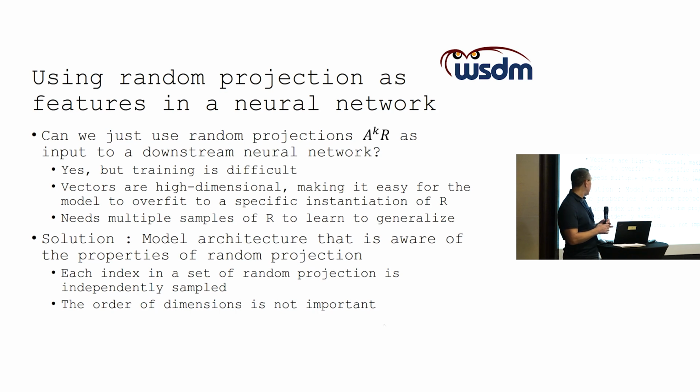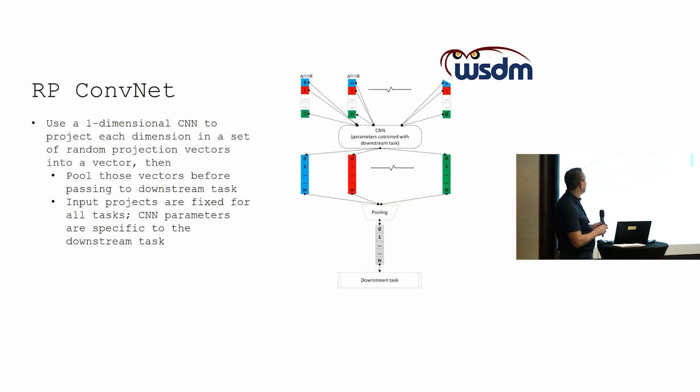As a solution, we want to add the facts that we know about the random projections into the architecture of the model. One is that each index in a set of random projections is independently sampled, and so it should be independently processed. Also, the order of the dimensions is not important, so we should be using a set function to aggregate the processed random projections. So this leads to this architecture.